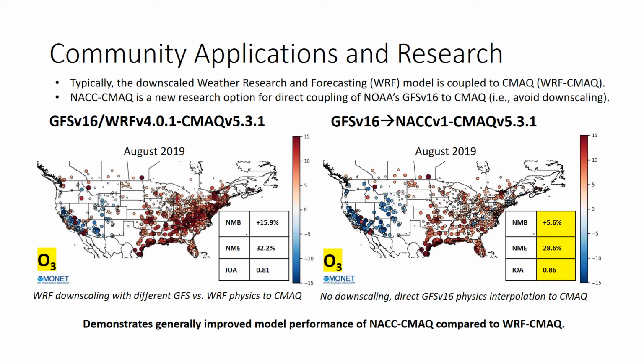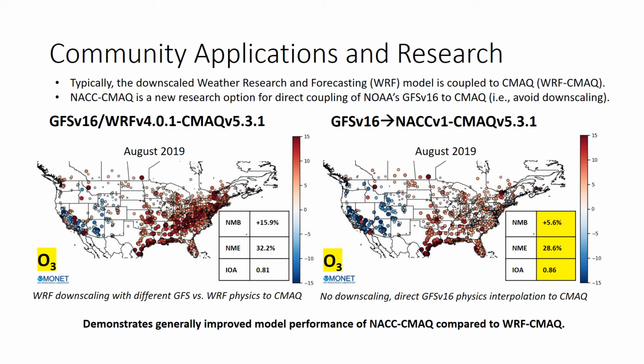For the final section of my talk, I will present on community applications and research with the NACC-CMAQ system. Typically, the downscaled Weather Research and Forecasting Model, or WRF, is coupled to CMAQ for research applications. However, NACC-CMAQ is a new research option for direct coupling of NOAA's GFS-16 to CMAQ and avoids downscaling and running WRF. I show here an example for averaged August 2019 ozone, where on the left, GFS-16 is downscaled to WRF version 4, input to CMAQ 5.3.1, where the WRF downscaling uses different physics versus GFS to CMAQ.